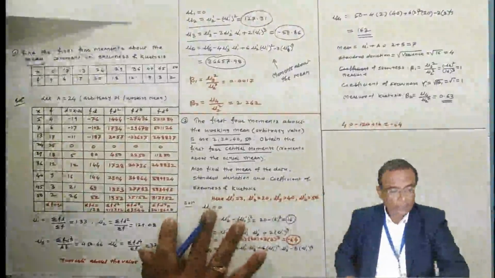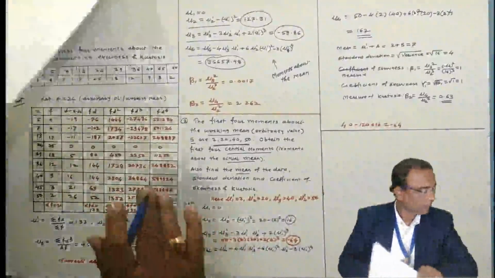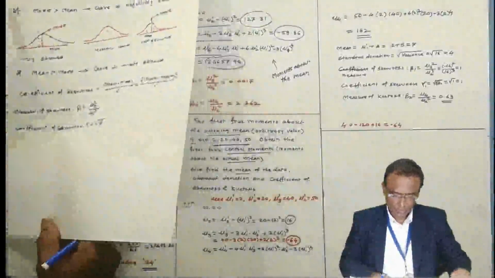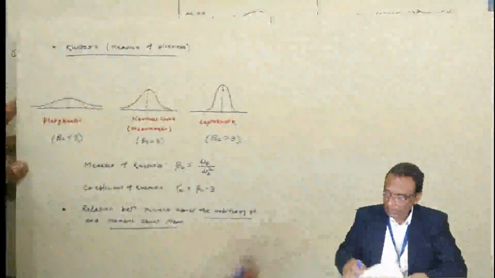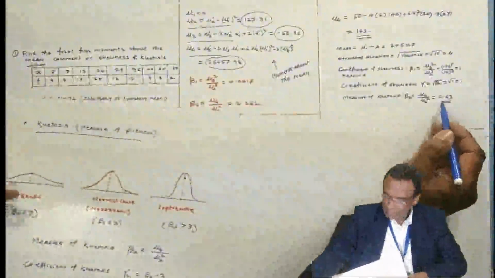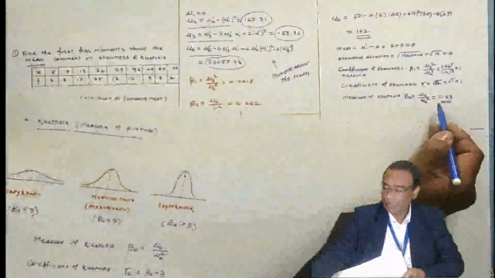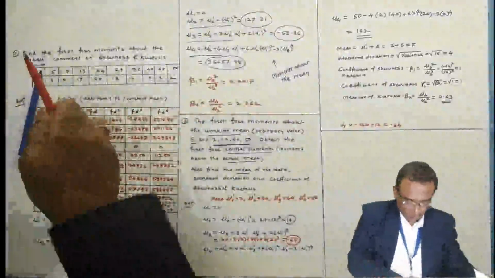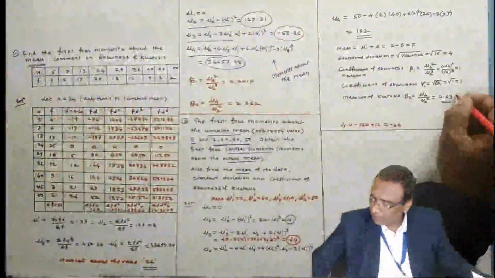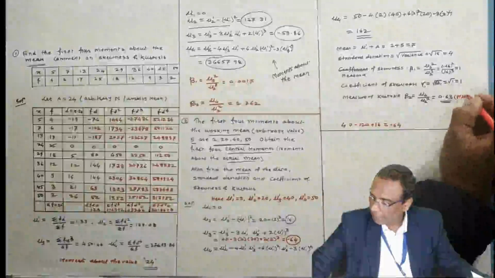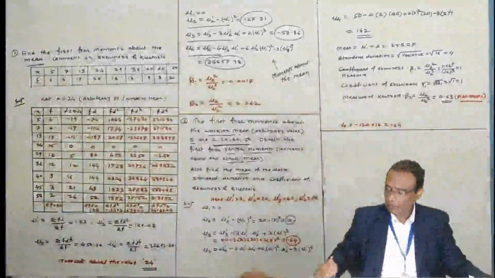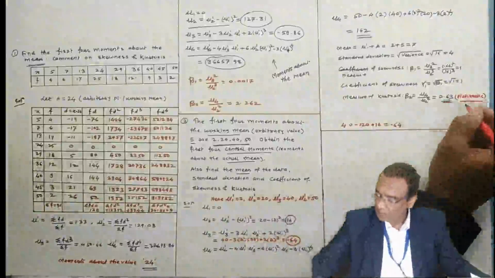Here, in the measure of kurtosis, if beta 2 is less than 3, then this data is platykurtic. Okay, this data is platykurtic. Yes, I am going to use this pen. The data is platykurtic, which means the data is more flat because this is less than 3. Yes, I am writing here less than 3.